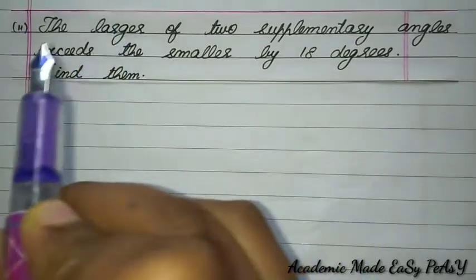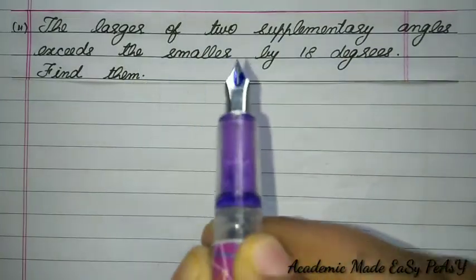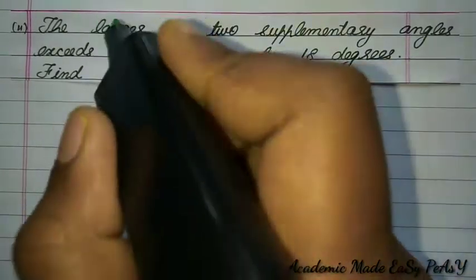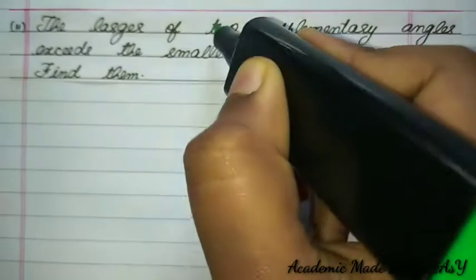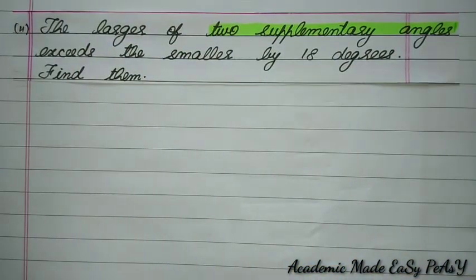Subdivision 2. The larger of the two supplementary angles exceeds the smaller by 18. Find them. So, two supplementary angles, this is the first part of the question. Okay, so be always very clear.